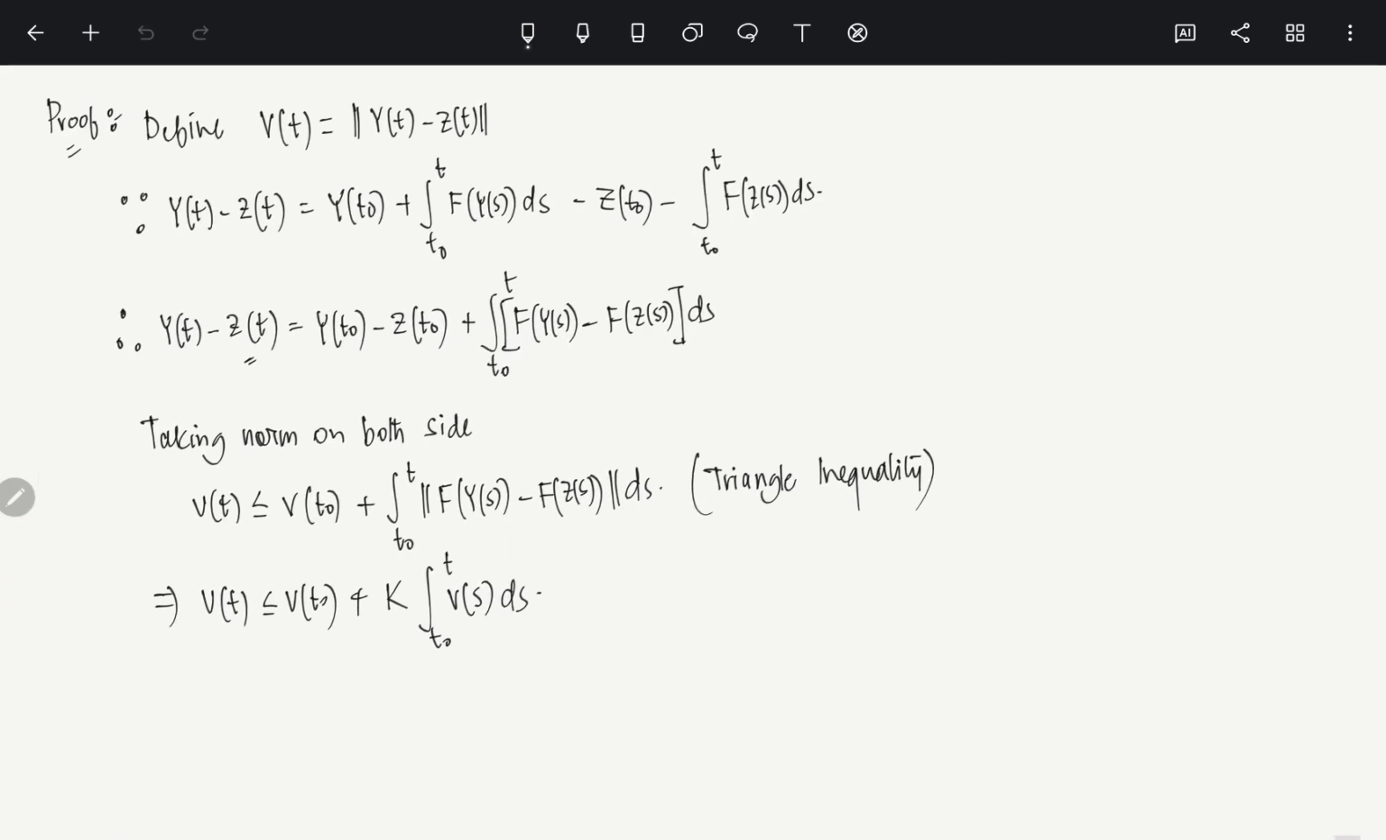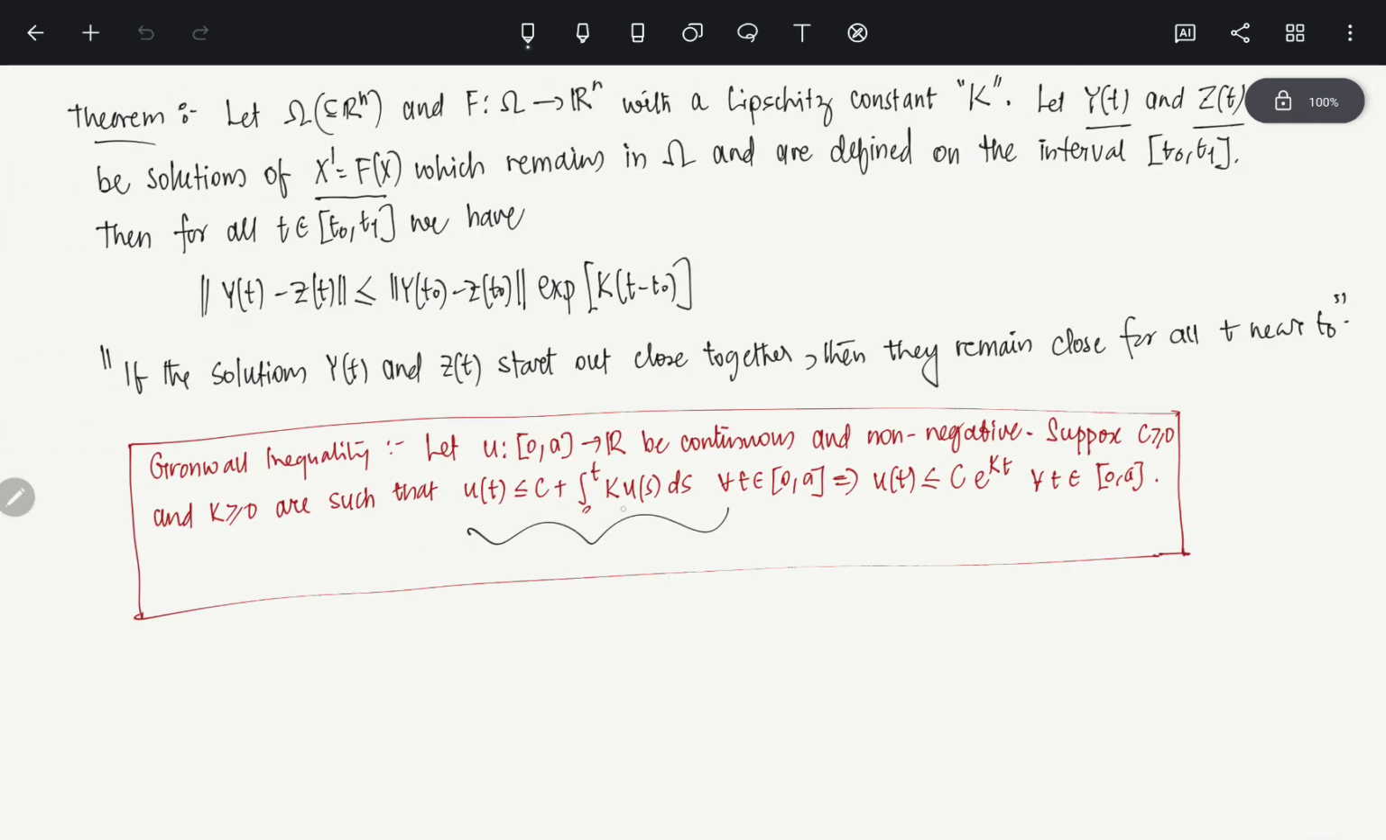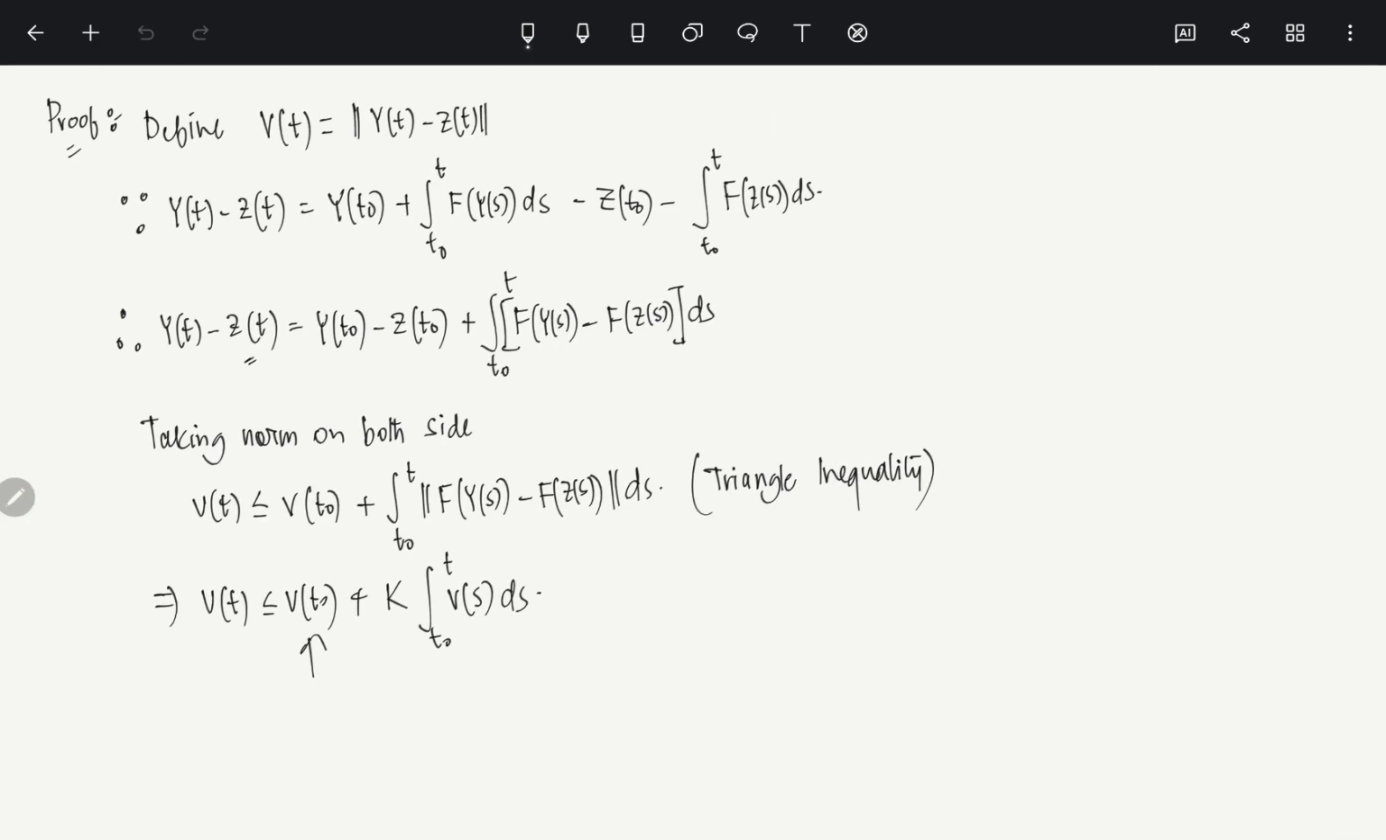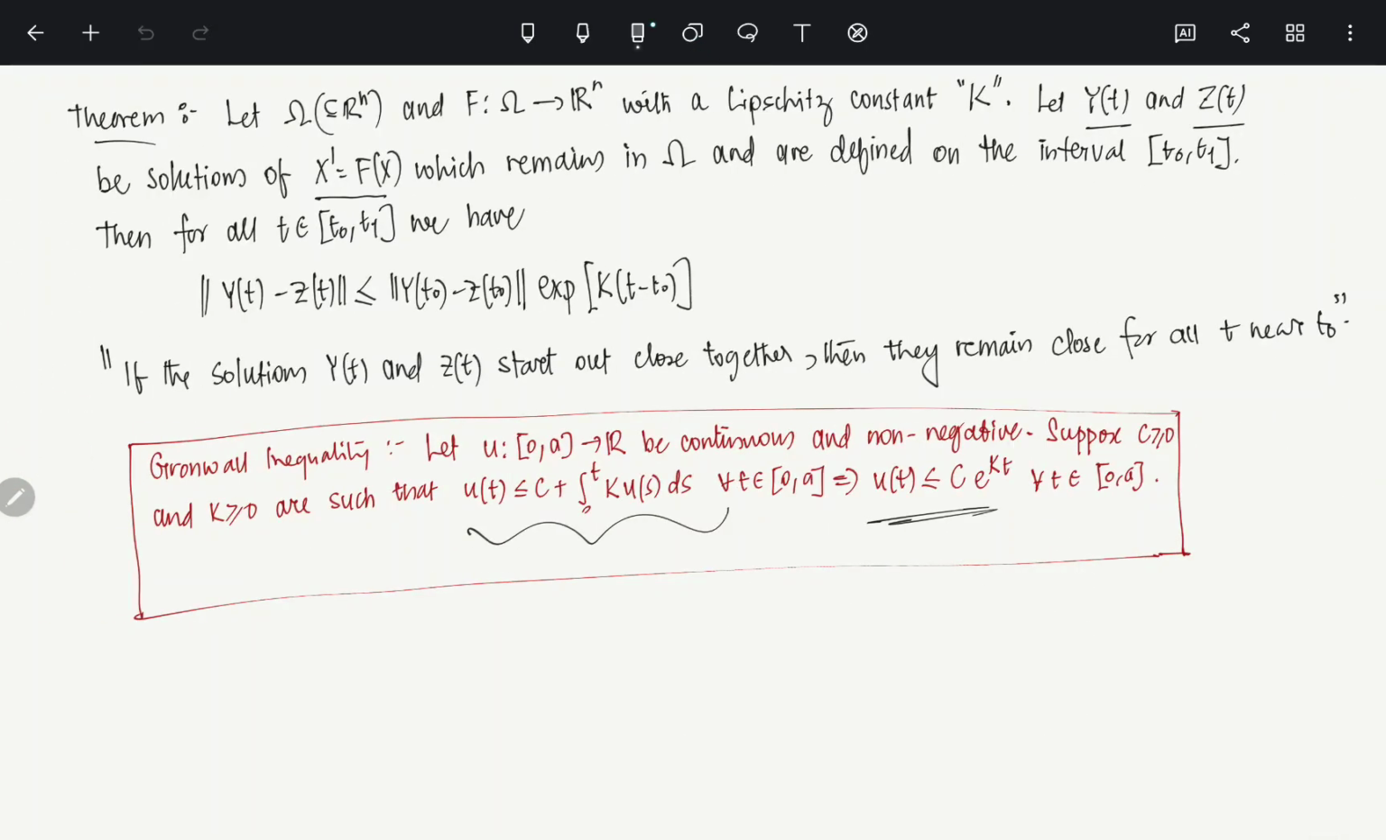Now you see this is in this form. What is your constant? The constant is this, and this constant is always there, then the integral of U(s) ds. This is in this form, so that will imply U(t) is less than or equal to c times kt. Here, so this will imply, therefore we can say that V(t) equals to, one second, I have to match this part. Let me just do this part. We have to match it.